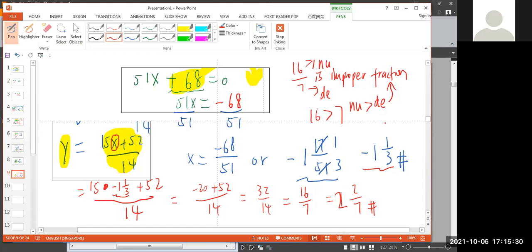You cannot have an improper fraction as the final answer. The final answer here must be in simplest form. So that's why you need to express it in this format. Okay. Good. Okay. Next question.